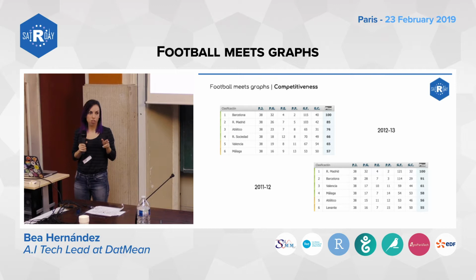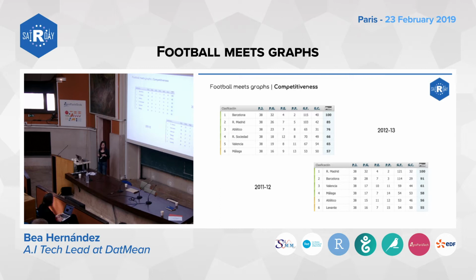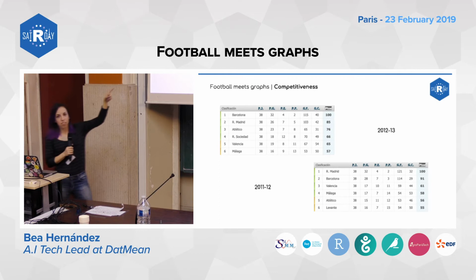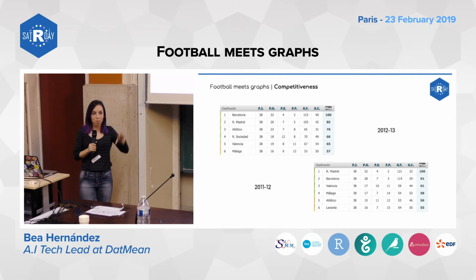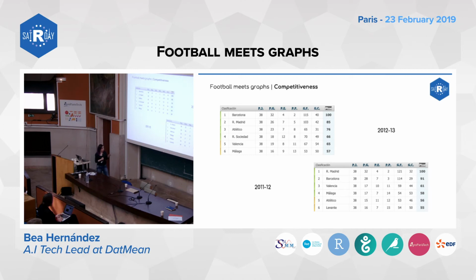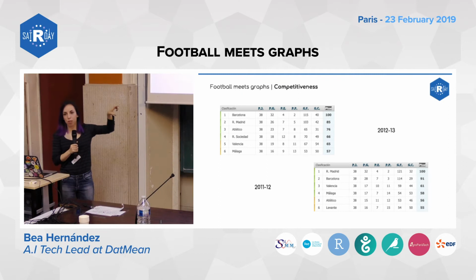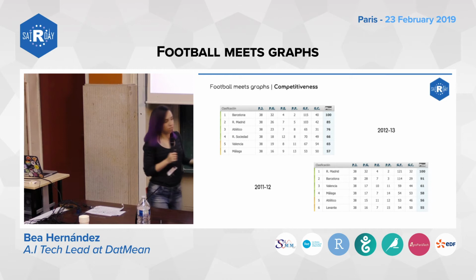You have 38 matches in one season, and you can have at most 3 points for every match. So you have 38 times three, which is 140-something. And then you have seasons where Real Madrid and Barcelona got 100 points, which is almost the top. So they won almost every match they played, which is really not competitive, because if you are going to lose anyway, then why play, right? And if you see the first and the second team, there is a lot of difference there. I mean, one is 15 points and the other one is 8, which is a lot.